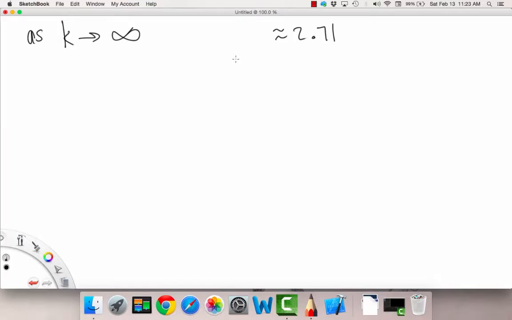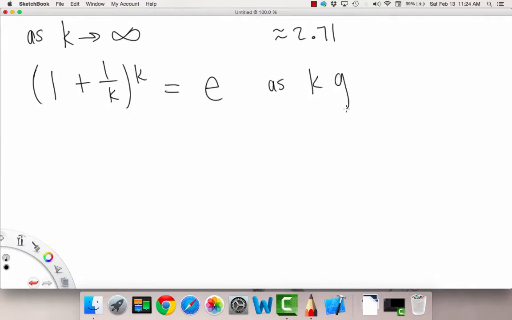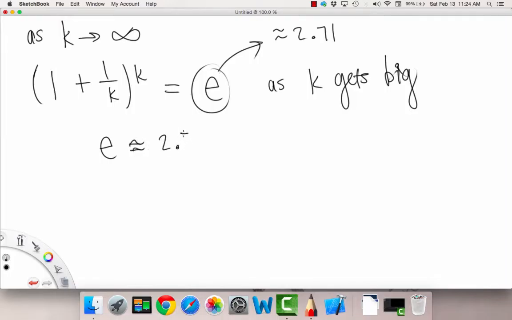So what we see is 1 plus 1 over k, raised to the k power. This quantity here, which isn't super important to remember, is represented with an e as our k gets big. This is the letter that we've designated to be the special number, and it is approximately equal to 2.718282, and it kind of just goes on and on, like pi, right? So anyways, this is called a natural number. This is our natural number called e.